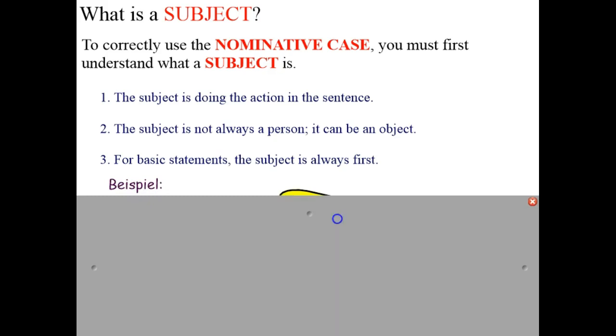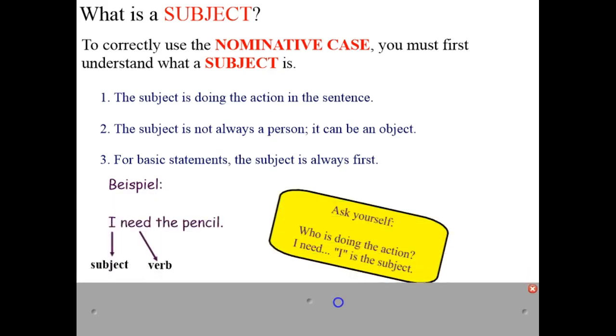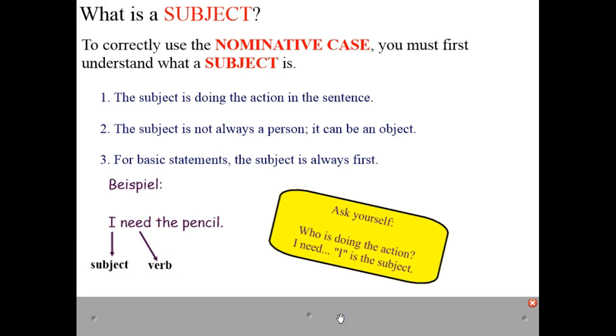A Beispiel, or example, I need the pencil. You can always ask yourself this kind of a question: who is doing the action? I need. I is the subject because I need something.